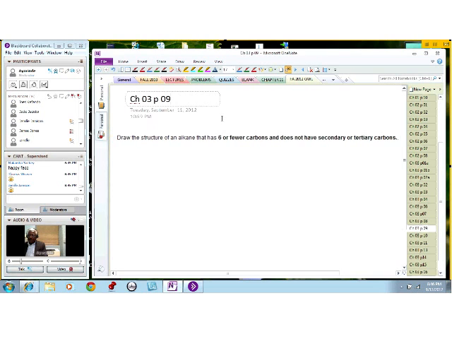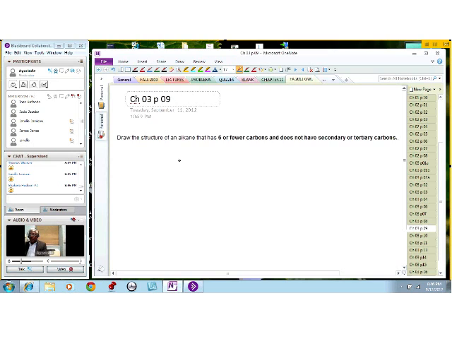Okay. Can somebody pick up the mic and read this question for us? Draw the structure of an alkane that has 6 or fewer carbons. Draw the structure of an alkane that has 6 or fewer carbons and does not have secondary or tertiary carbons. Very good, and thank you. That's Mariah Sankey. Very good.